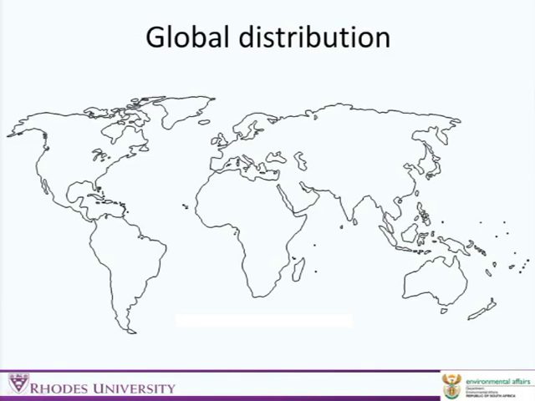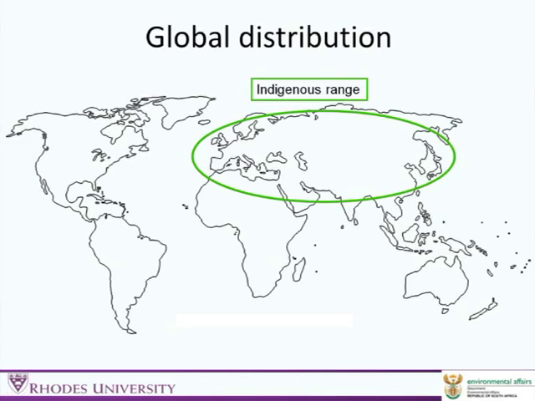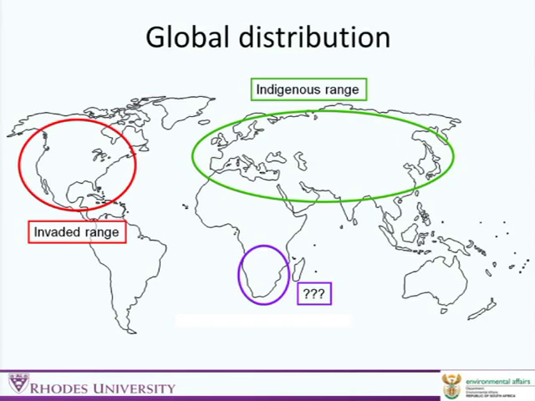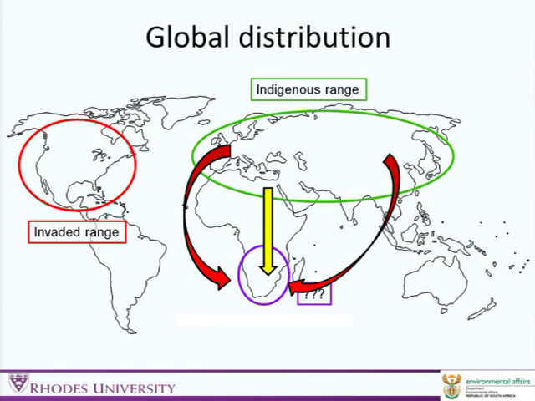So what do we know about it so far? This is the agreed upon indigenous range, which includes Europe, Asia, and some parts of North Africa. We know that this is the invaded range. It was first recorded there in the 1940s. And then we've got the southern African population, which we're just not really sure about. There's a couple of ways that it could have got here. It could have come down by natural spread over some time. Alternatively, it could have been brought anthropogenically, either from Europe or Asia, where southern Africa does have a fairly long history of trade. And that would mean it would have to be considered an introduced species.